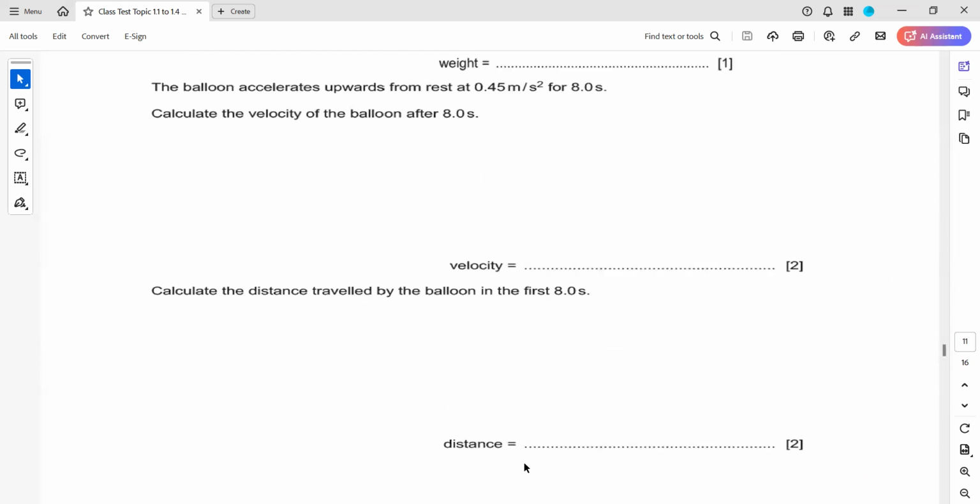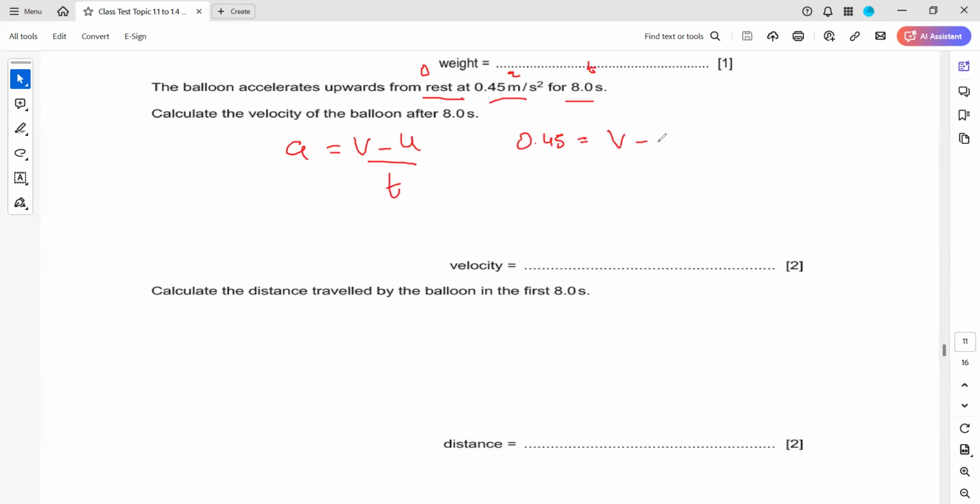The balloon accelerates upward from rest. So initially the balloon was not moving and then it has acceleration and 8 seconds. What is the final velocity? So we use a formula. Always write the formula first. Acceleration is the change in velocity divided by time. The acceleration of the balloon is 0.45.